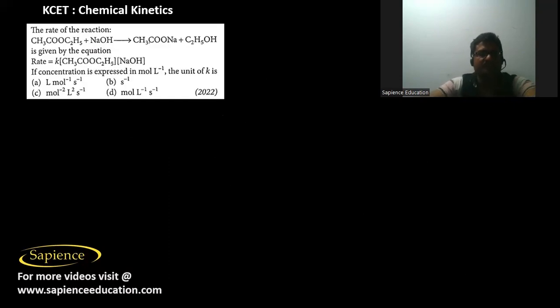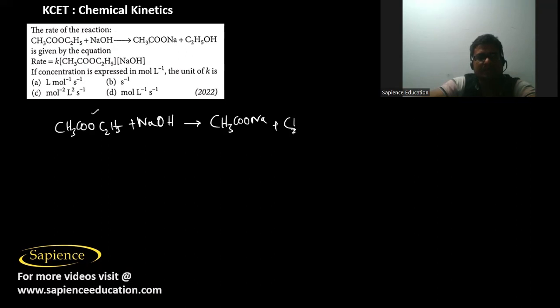Then here it is told that the rate of the reaction CH3COC2H5 plus NaOH means one ester is reacting with the sodium hydroxide, that will give us the sodium acetate plus ethyl alcohol or ethanol. So the rate of the reaction is given as K into the concentration of CH3COC2H5, which is ethyl ethanoate, times the concentration of NaOH.